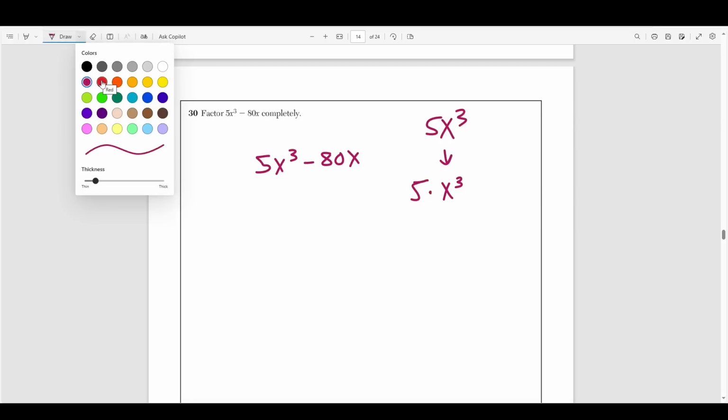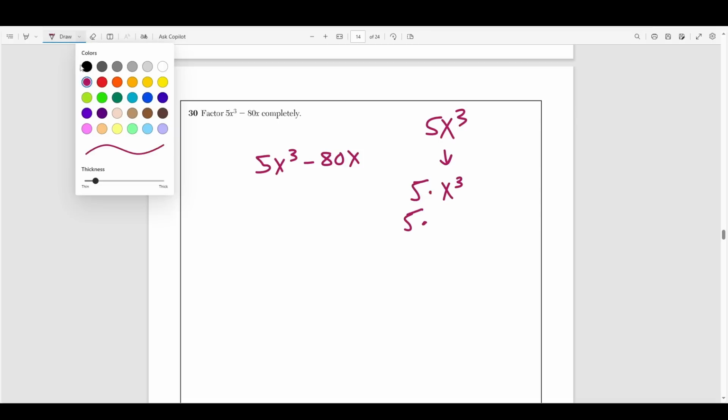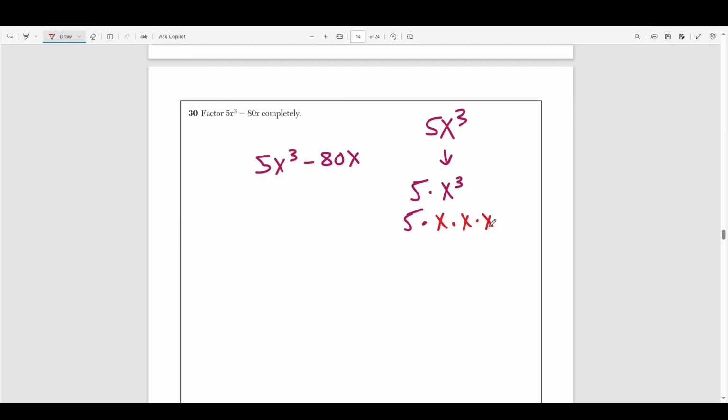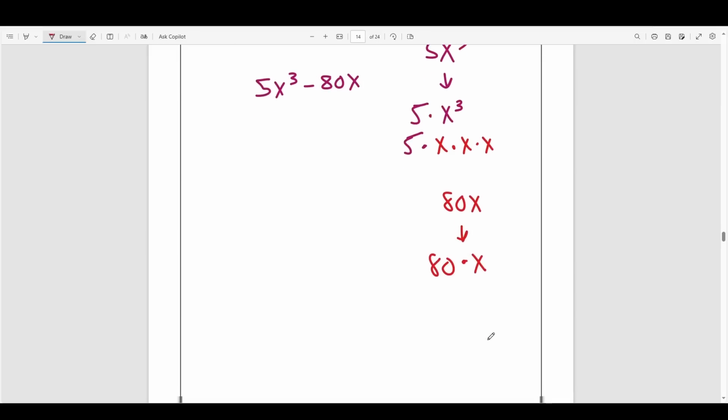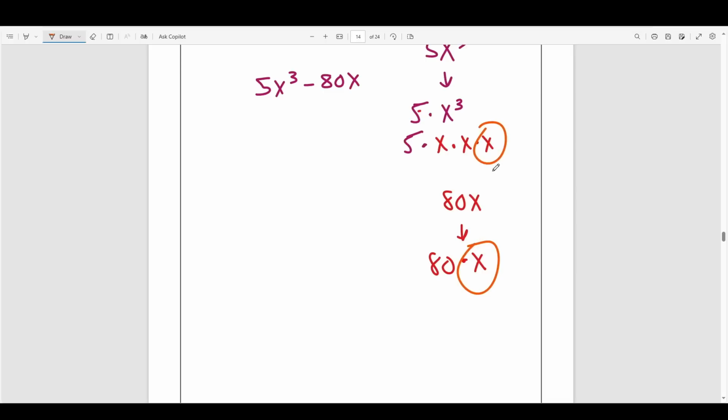And whenever something is raised to the power of 3, that's actually the same thing as saying 3 times itself, right? So 5x cubed is actually equal to 5 times x times x times x, okay? And 80x is actually equal to 80 times x. So what do these two terms have in common? What can I take away from both of these terms? Well, from these terms, I can take out 1x. They both share 1x. So out of these two terms, I can take out an x, okay?